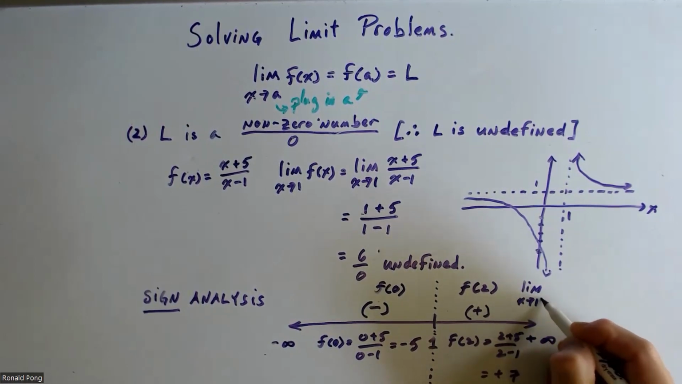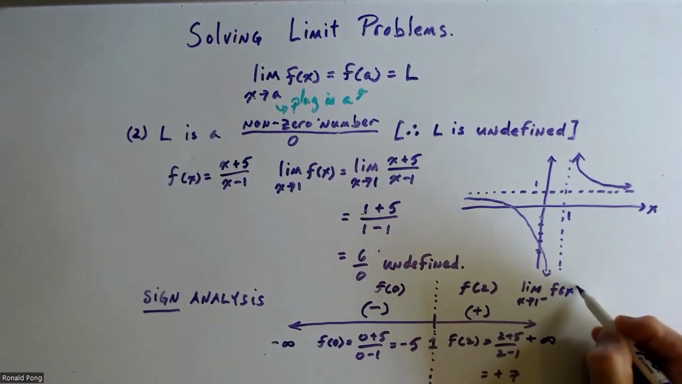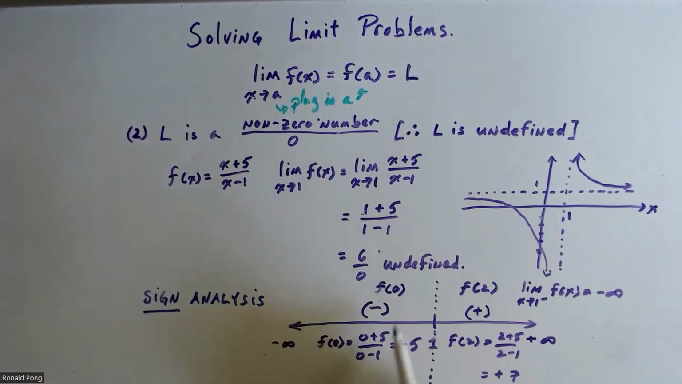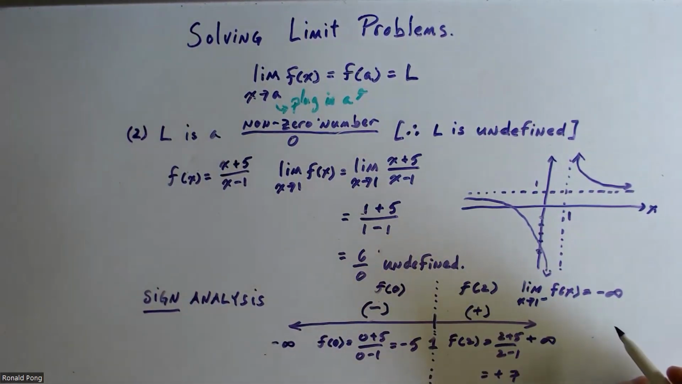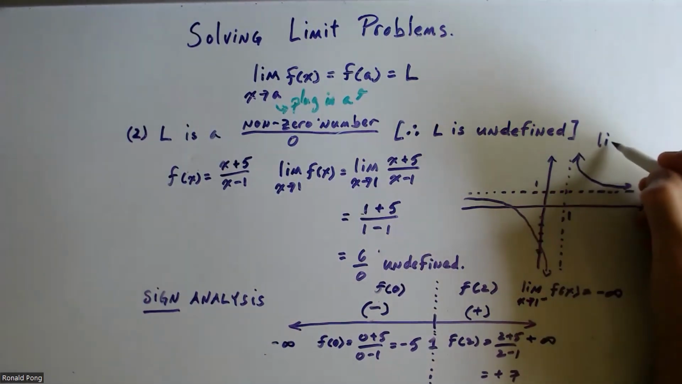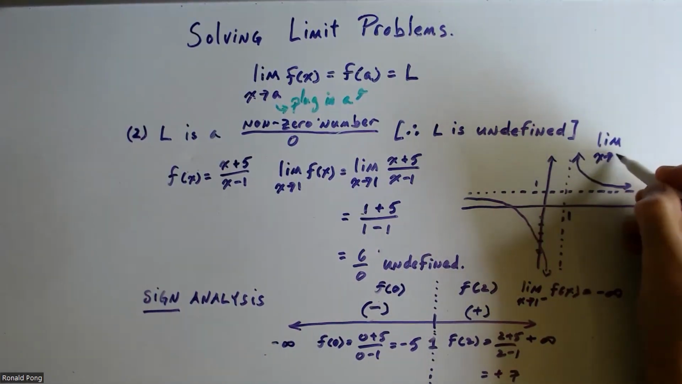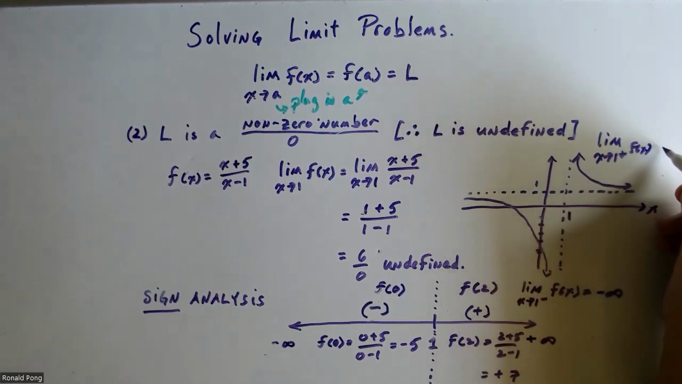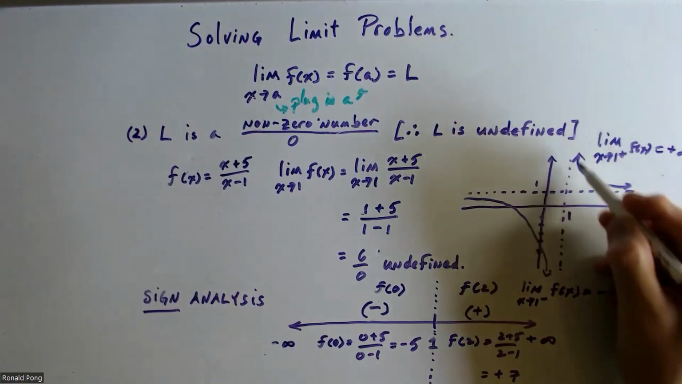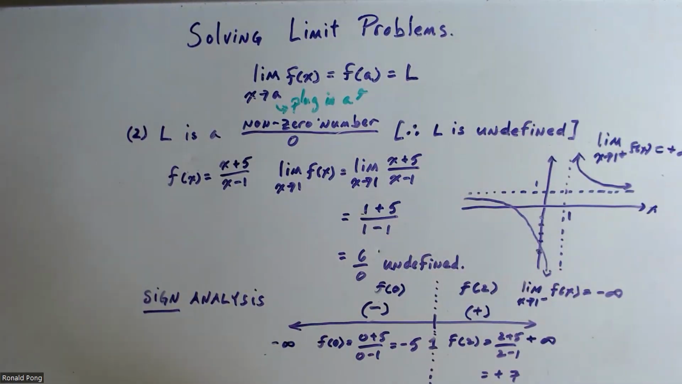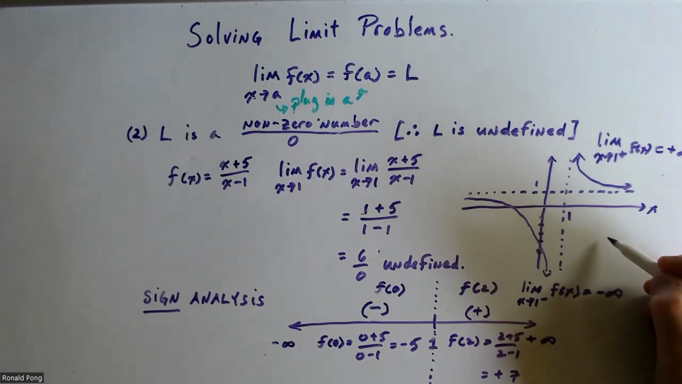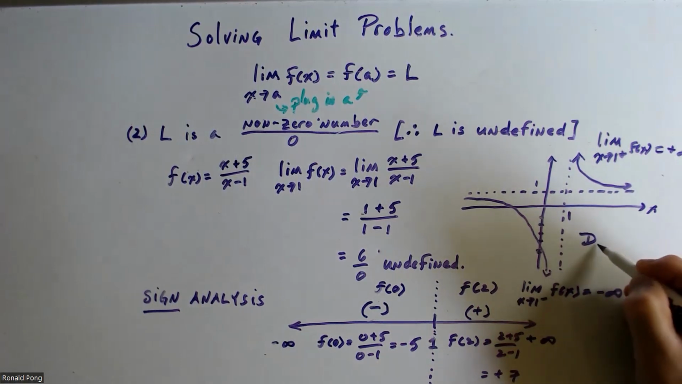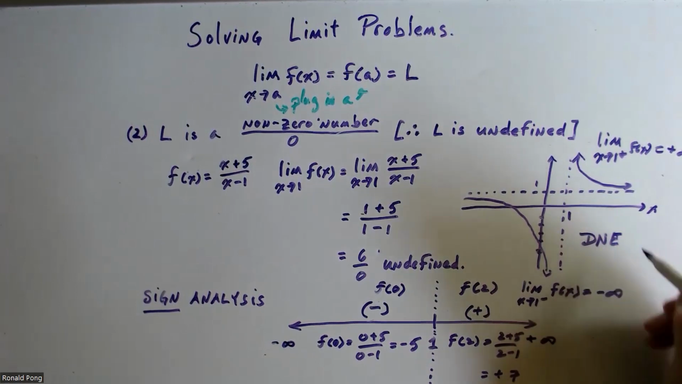The important point is that as we approach 1 from the left, in other words, the limit as x approaches 1 from the left of this function, we're going to get negative infinity, and that's where this negative from the sign analysis comes in. Likewise, if I take the limit as x approaches 1 from the right of this function, we get positive infinity. Because they're going in opposite directions, they will never meet up. And in this instance, the limit of this function as x approaches 1 is truly a DNE, or does not exist.